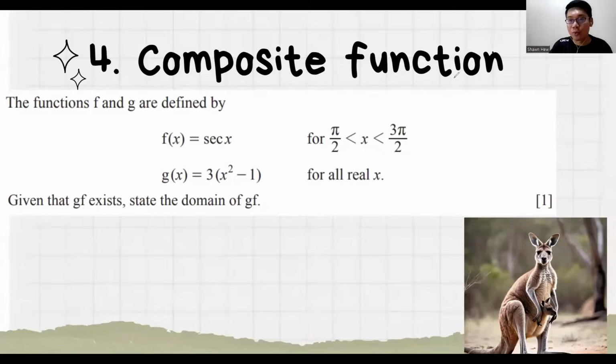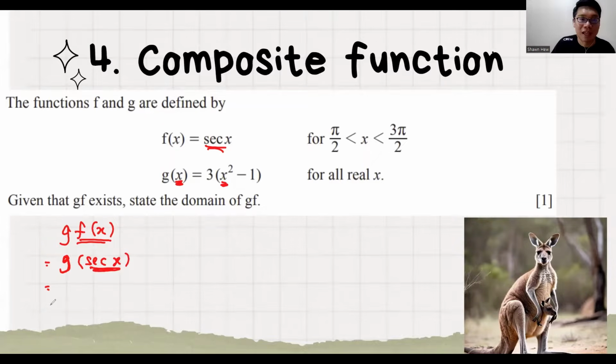Last part of function, we need to know how to do composite function, which we learned in maths. For example, this is gf(x). If it's gf(x), I will put in my value of f(x) here first. So I know f(x) is sec x, then I will replace my f(x) here. Then refer to my g function. My g function, if x changes to sec x, this x also will change to sec x. So it is 3 sec x squared minus 1. So this is how we do composite function.